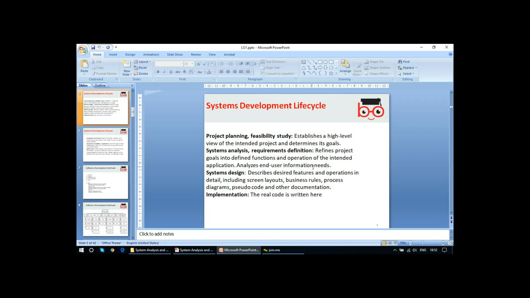Is that clear? Then the design describes the desired features and operations in detail, including screen layouts, business rules, process diagrams, pseudocode, and other documentation. So is it clear what I said? In the analysis and design, both are related to the designing of the system. The analysis lists out the operations in the form of use cases, and the design gives detail in the form of screen layouts, rules, diagrams, and they even write pseudocode as well.